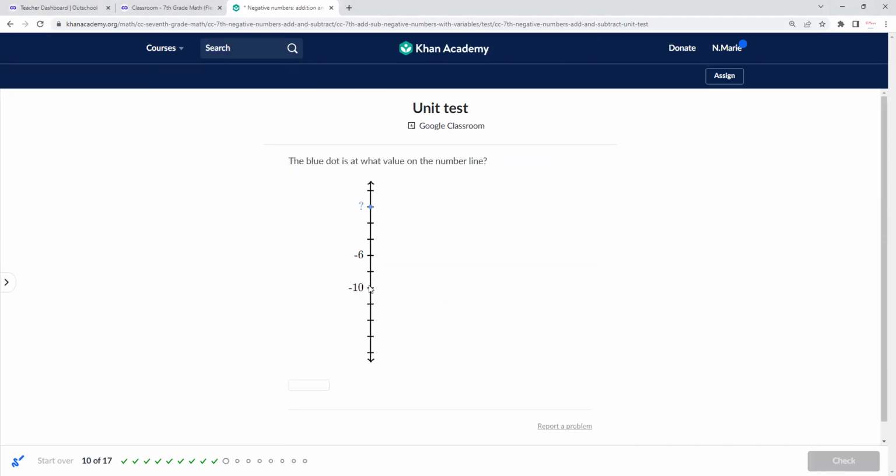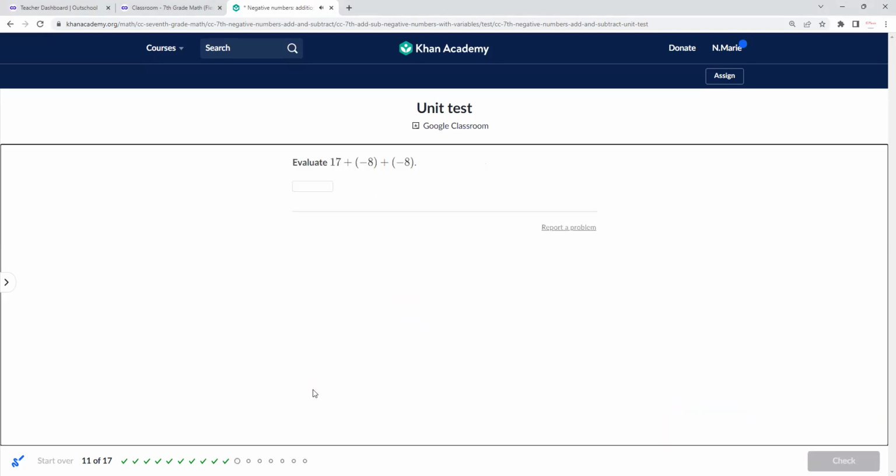What's the value? Well, this is -10. It looks like it's going by 2. So this is -8, -6, -4, -2, 0. Always move left to right with these.